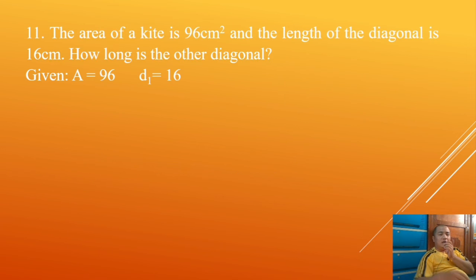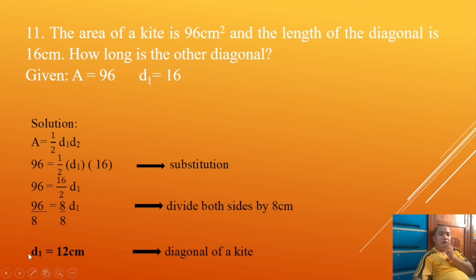Kite Dove, D-O-V-E. Next, the area of a kite is 96 centimeters squared and the length of one diagonal is 16 cm. How long is the other diagonal? What is the length of D sub 2? Okay, we can use the formula in finding the area of the kite. By substitution, area is 96 equals 1/2 D sub 1. Let's try to solve for D sub 2.